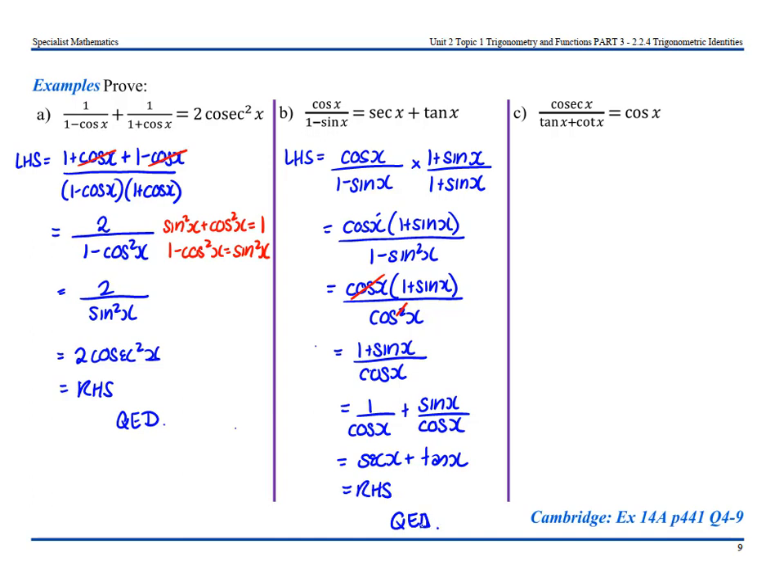Now, when I would be doing these proofs, I don't have a lot of room here, but I would be writing at this point that identity again, showing why I'm replacing that 1 minus sine squared x. So at this point I would write sine squared x plus cos squared x equals 1. So 1 minus sine squared x is cos squared x.